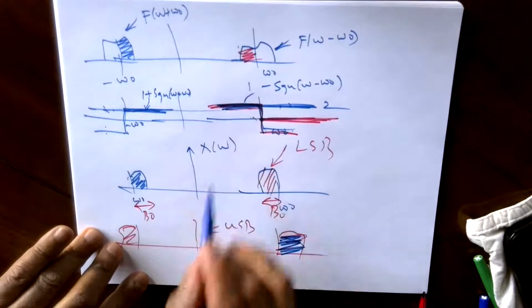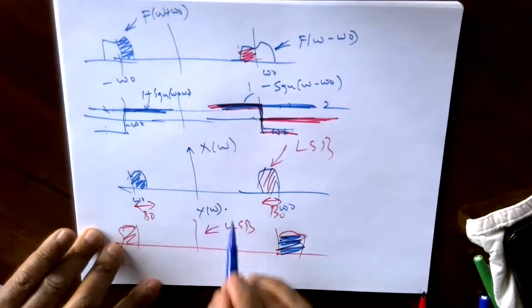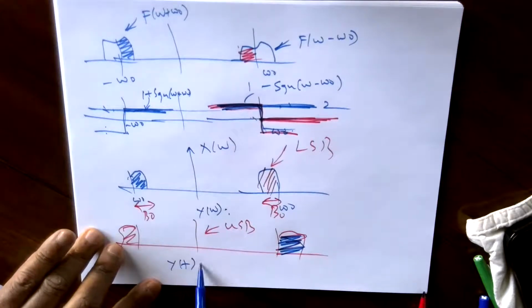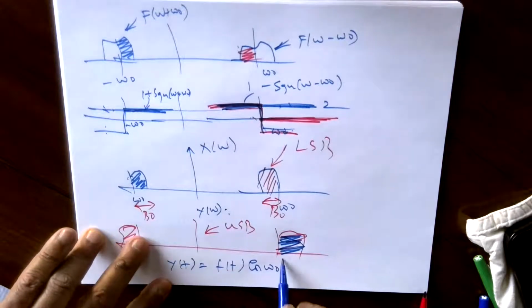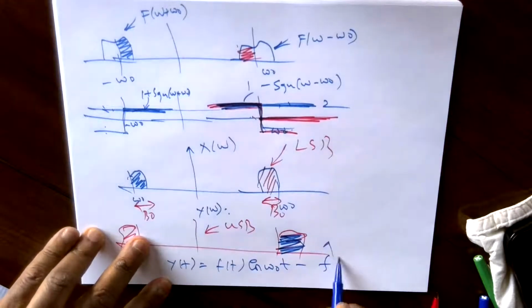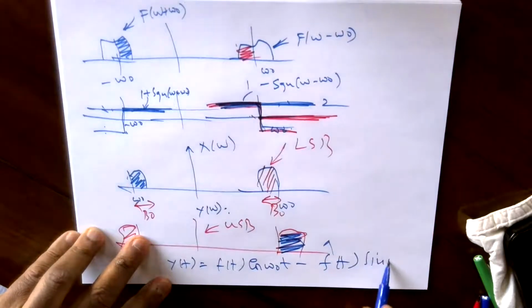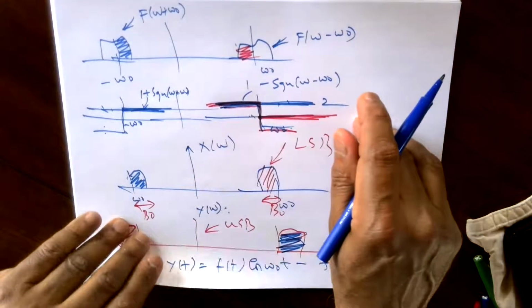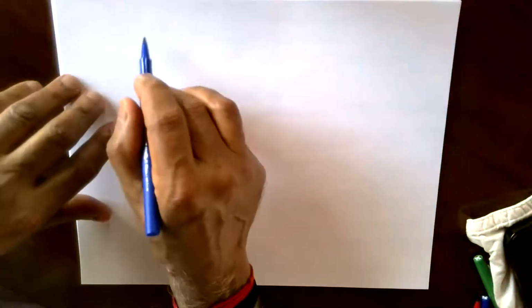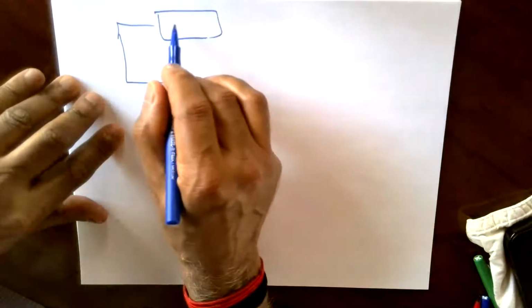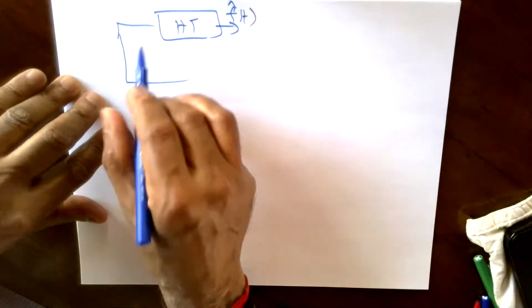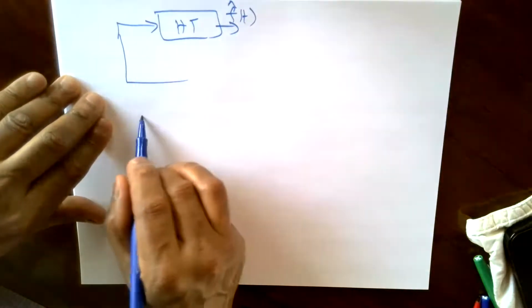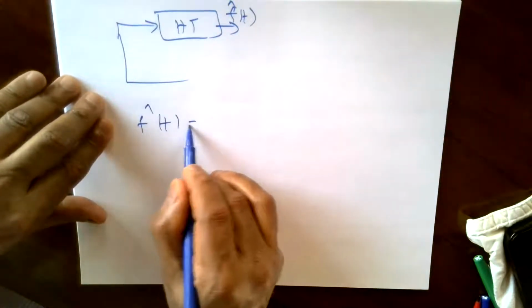So this is x(omega), this is y(omega), where y(t) is f(t) cos omega naught t minus f hat of t sin omega naught t. So what's the point? The point is, from f(t), somehow we need to generate the Hilbert transform, f hat of t. So I give you two formulas.